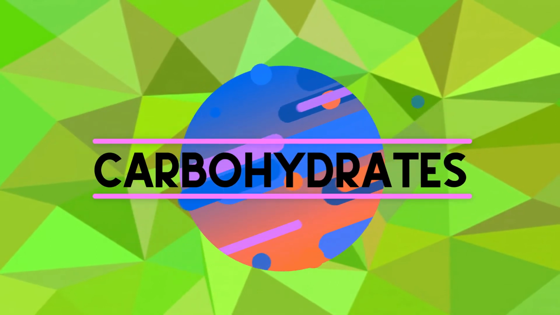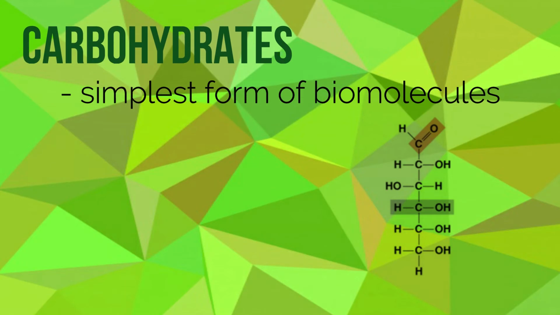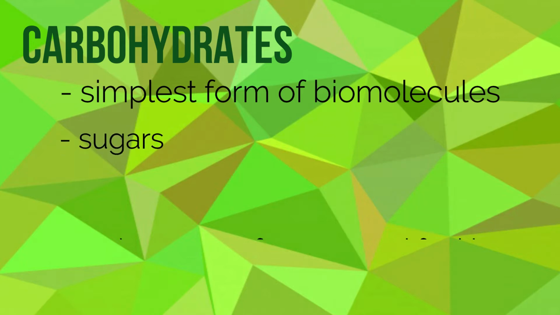Let's start first with carbohydrates. Carbohydrates are the simplest form of biomolecules. They are composed of carbon, hydrogen, and oxygen atoms linked together to form the different sugars that we know. Carbohydrates are also known as the sugar group.